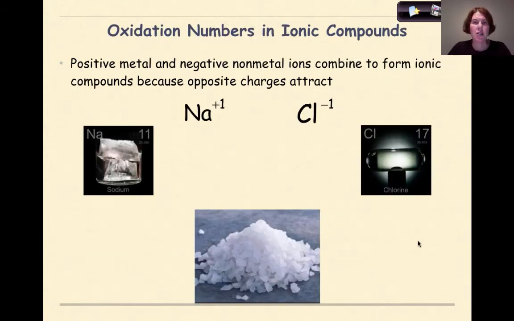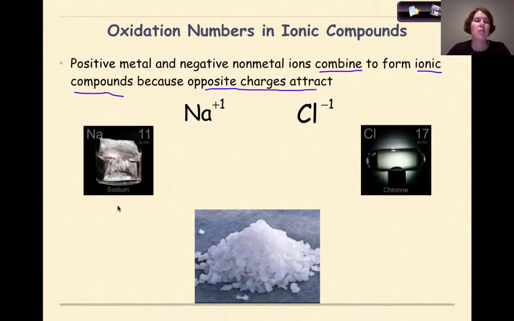Now let's look at oxidation numbers in ionic compounds. If we remember back to ionic bonding, we know that an ionic bond is made up of a metal ion, typically, and a non-metal ion, and the metal ions are typically going to want to become positive ions and lose electrons, while non-metals are going to typically want to gain electrons. So when we look at oxidation numbers here, this is what's really showing us how they're going to come together. Positive metal and negative non-metal ions will combine to form ionic compounds because opposite charges attract.